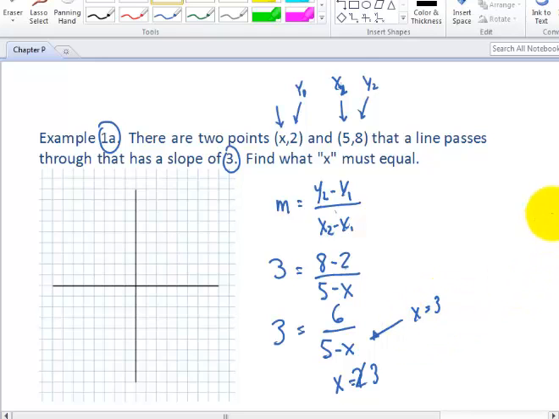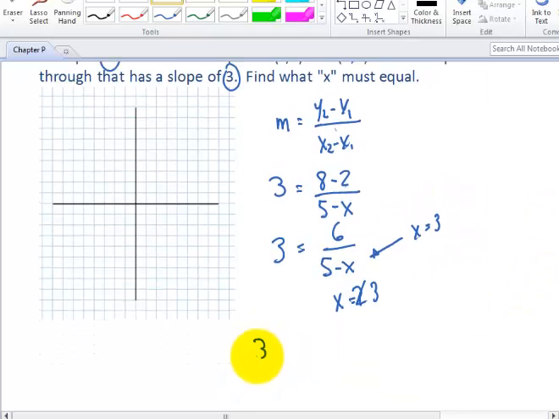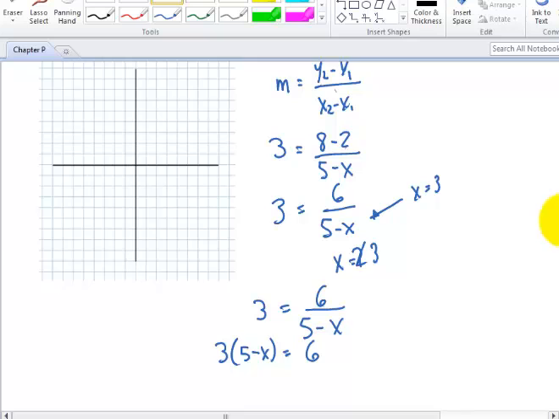The way you would solve this, if you want to solve it, is you have 3 equals 6 over 5 minus x. You would cross multiply: 3 times (5 minus x) equals 6. You would distribute.